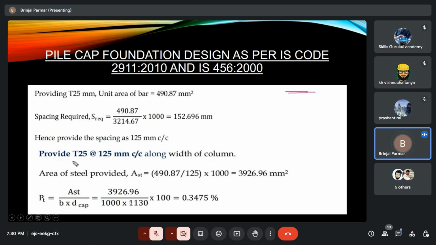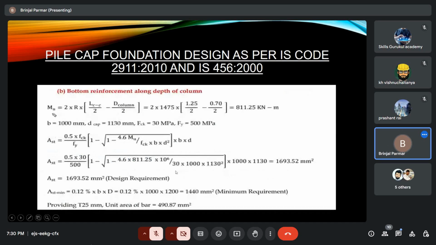3926.96 mm square. Pt is equal to Ast provided divided by B into D cap, where D cap is the depth of cap. 3926.96 divided by 1000 into 1130, into 100. So we get 0.3475 percentage.